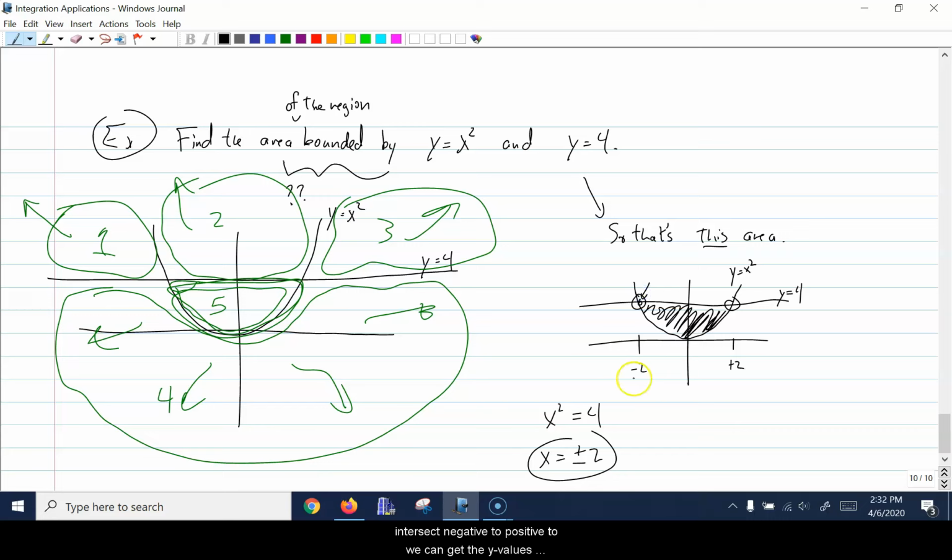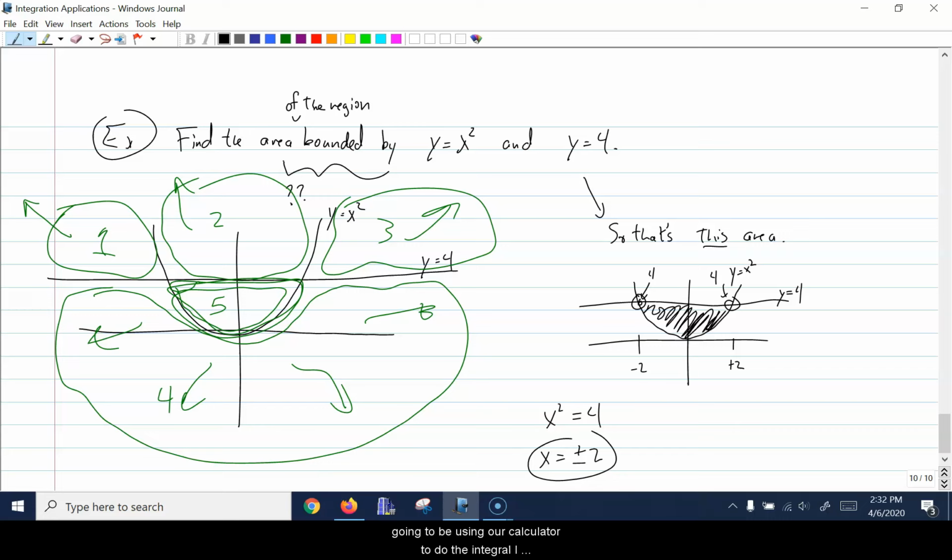We can get the y values also. When I plug 2 into either of these functions, I'll get 4. When I plug in -2, I'll also get 4. We usually don't need the y values, but maybe they'll help us get a better picture. But we need the -2 and 2 because whatever we integrate, we're probably going to be integrating from -2 to 2.